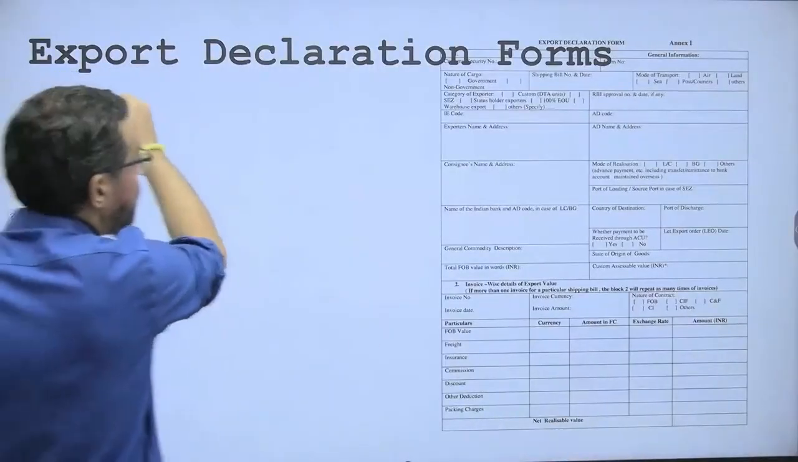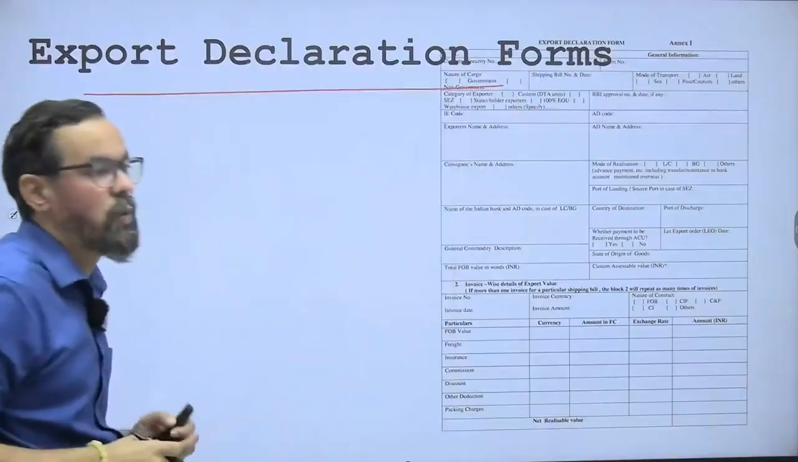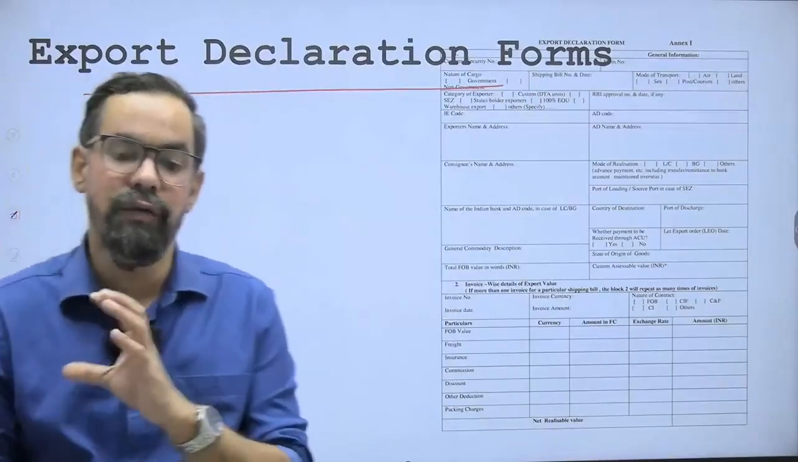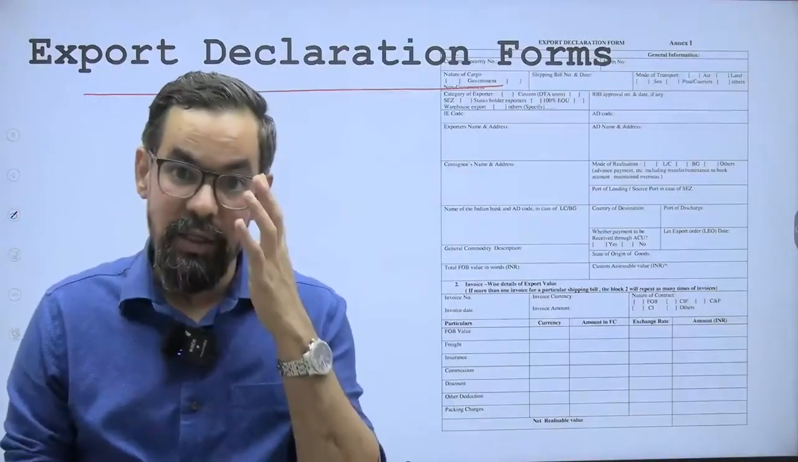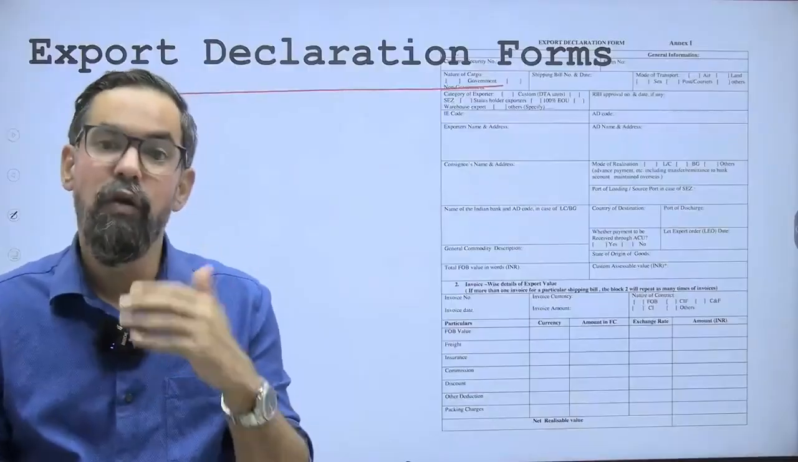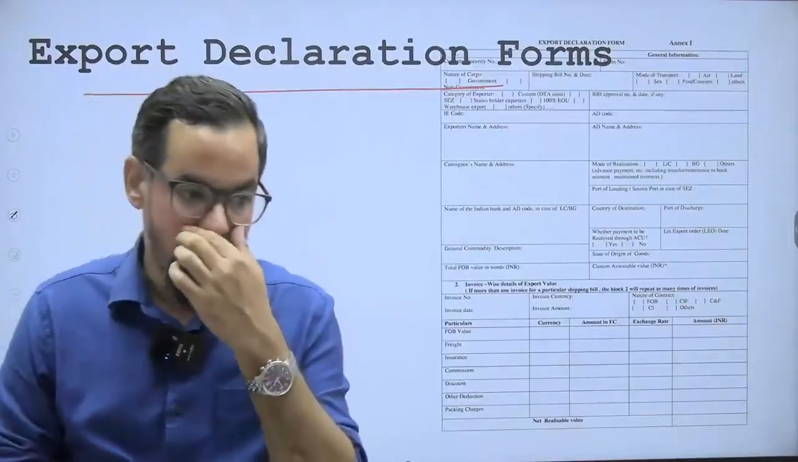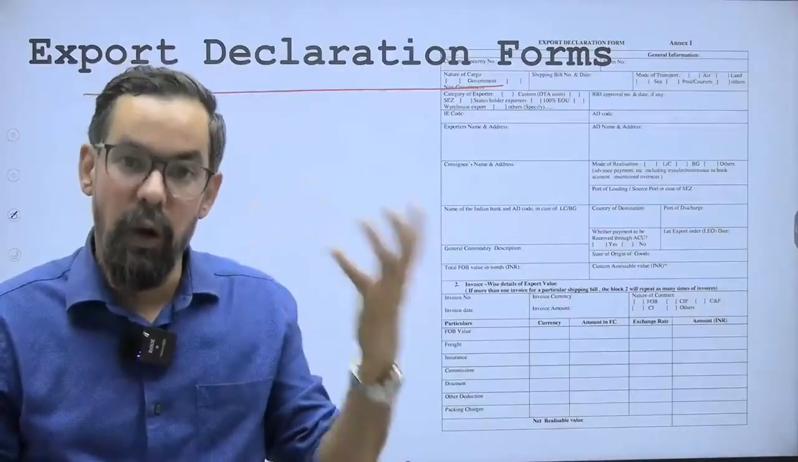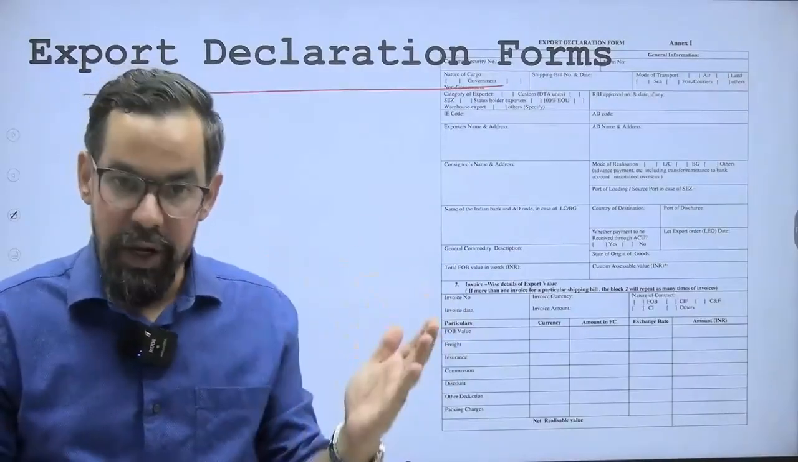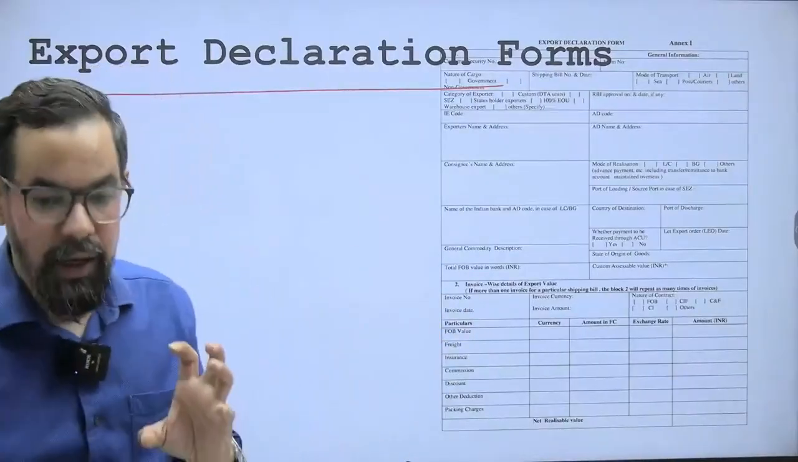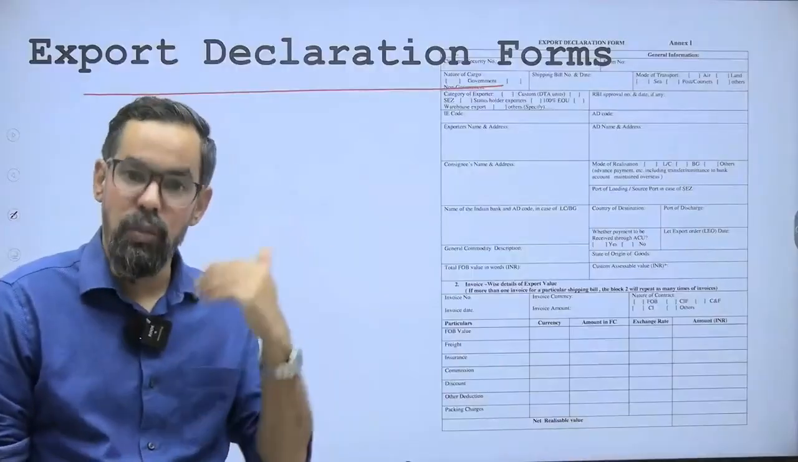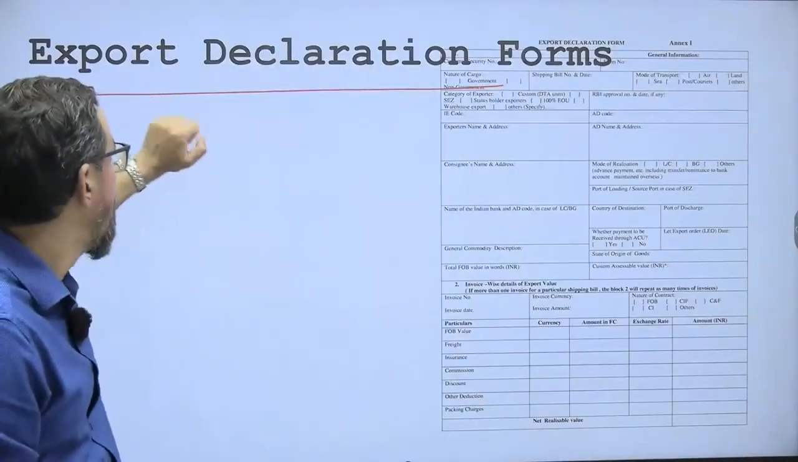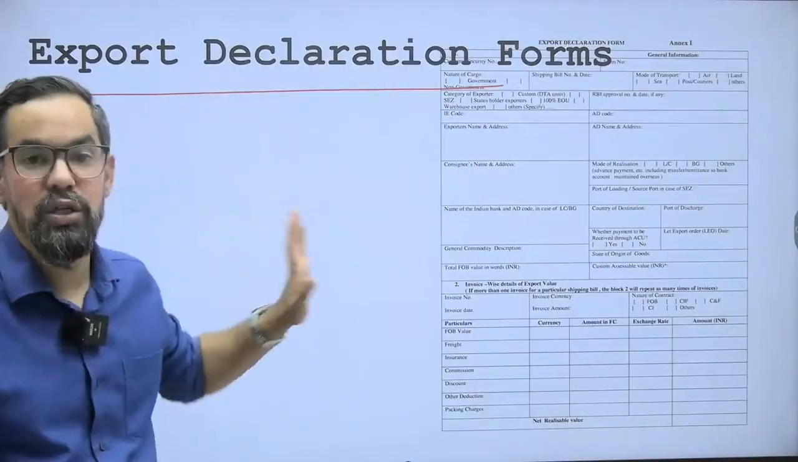So we have the export declaration form, like in case of LRS remittances we have that form A2. I hope you guys remember that particular one. When we do investments abroad, outside India, we have taken form ODI. Similarly for export or import, for export we use the export declaration form, okay.